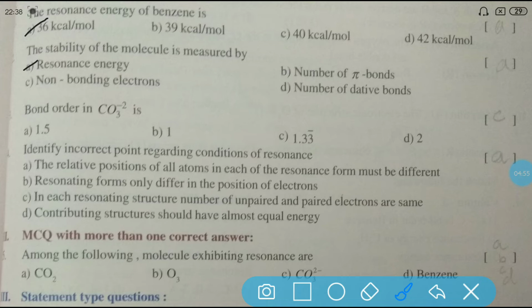Okay, only by the resonance energy, because resonance is more stable than any kind of thing, right? So that is why. Bond order of CO3 2 minus. What is this bond order? It is option C, 1.33 bar.